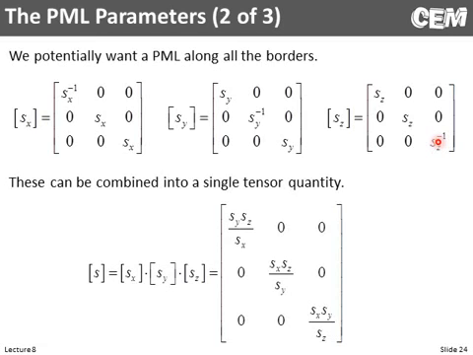Well, if we want to do all this at the same time, potentially, we can just multiply all these together. And we get one overall tensor quantity of this form. So now we can calculate S sub x, S sub z, S sub y separately, and then just multiply them all together to come up with this magical diagonally anisotropic material that will absorb our waves, but also prevent reflections going into it.